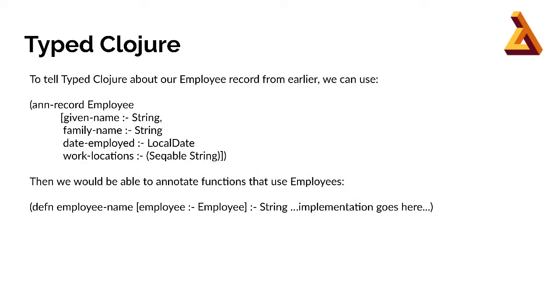So let's see how it works with the employee that we had earlier. Let's annotate this record. It has a whole bunch of functions that let you annotate various things. So the employee given name is a string, family name is a string, date deployed is a LocalDate, work locations is a Seqable of String, in other words, a sequence of strings. And then if we have a function that takes employees in, like our employee-name function from earlier, we can say, yeah, employee-name, the employee variable that gets passed in is an Employee, and it gives you out a string, and then you write your implementation. That's quite cool. It seems fairly straightforward from that point of view.